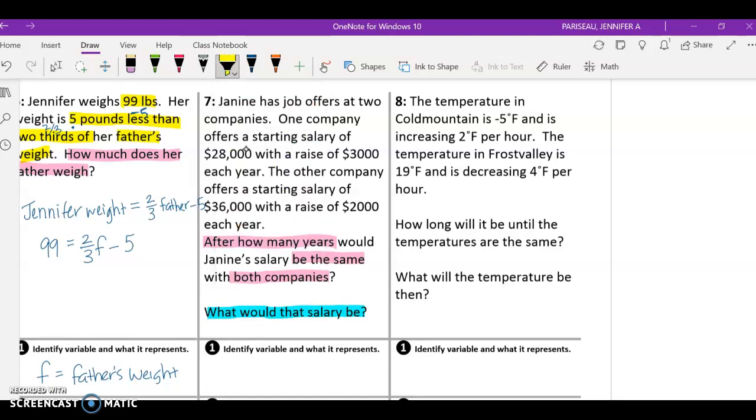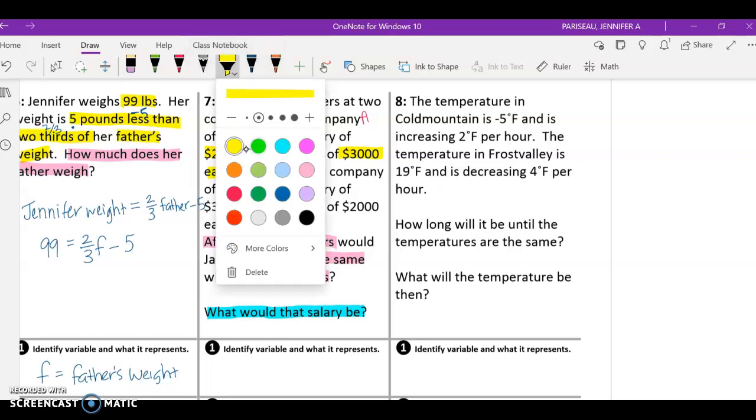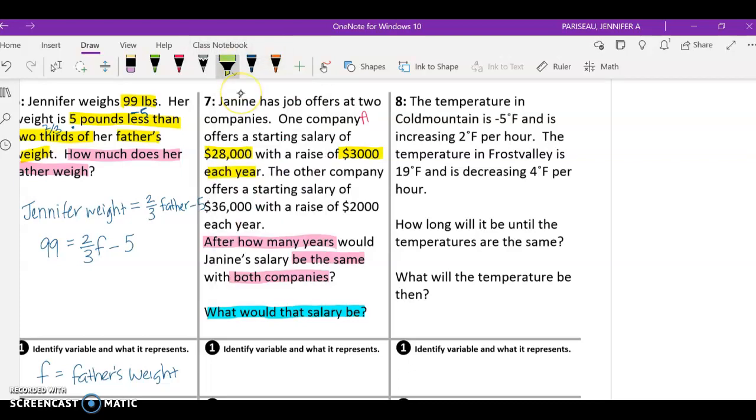All right, so let's take a look at the facts. What do we know? So she's got some job offers at 2 companies. The first company, I'm going to say that's company A. All right, the first company offers a starting salary. You're going to start with $28,000, and she gets a raise of $3,000 each year she's there. Okay. And let's do in another color, company B. The other company has a starting salary of $36,000 with a raise of, again, we probably should have highlighted raise, $2,000 each year. And we will call this one company B.